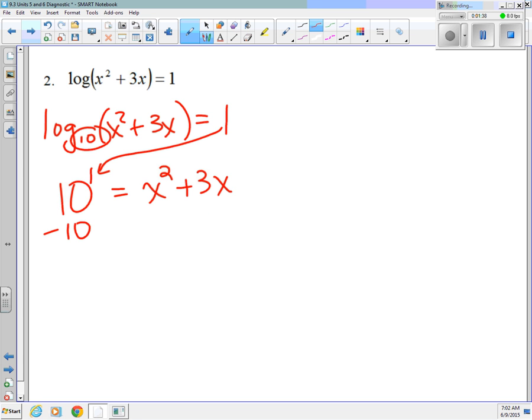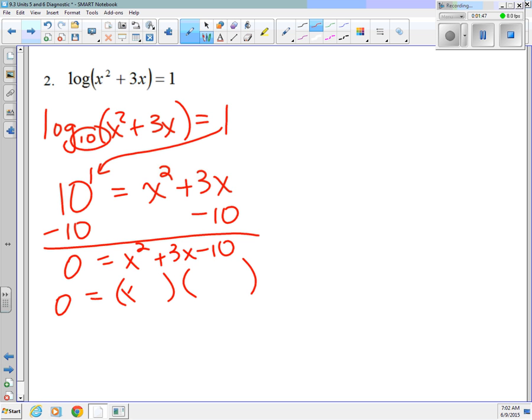We can subtract 10 on both sides. So I get 0 equals x squared plus 3x minus 10. And I can factor this into x plus 5 times x minus 2. I get x equals -5, and x equals 2. Those are my solutions.